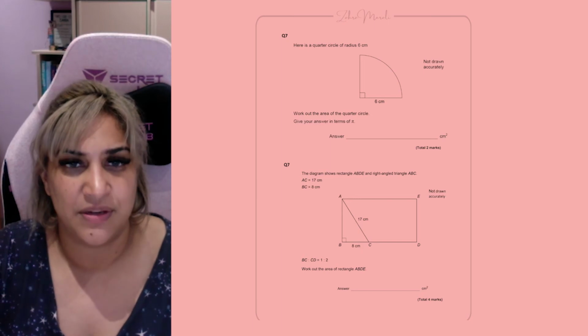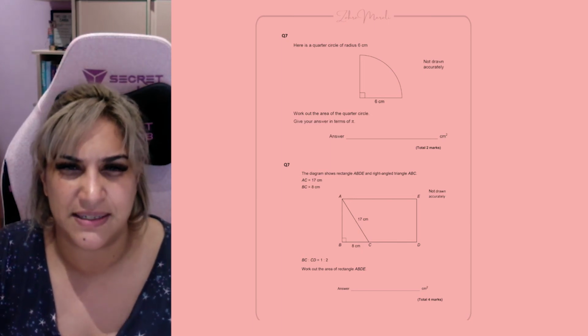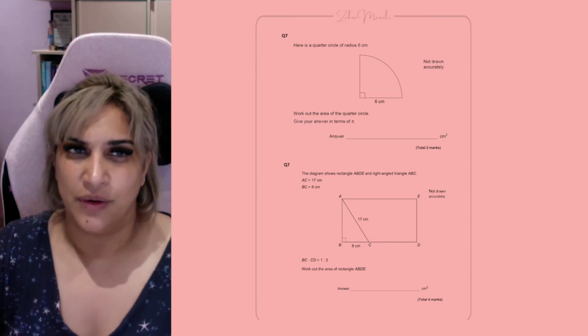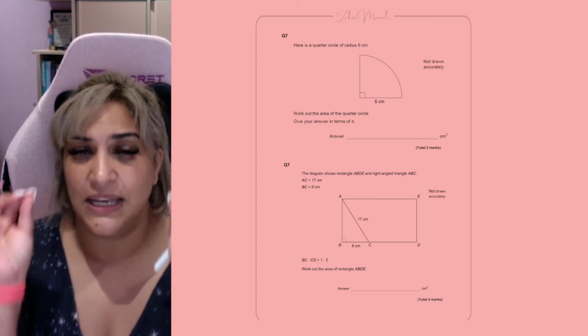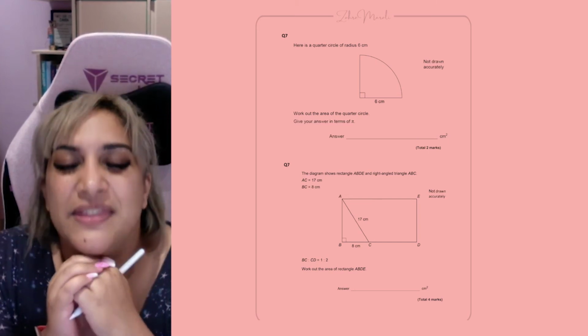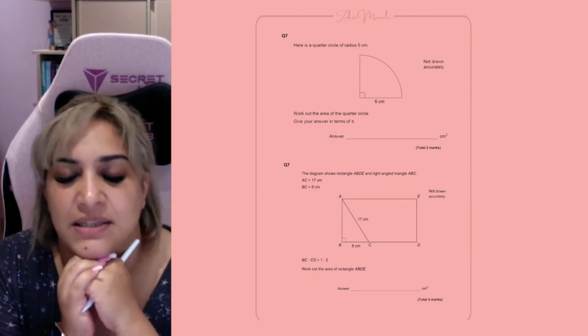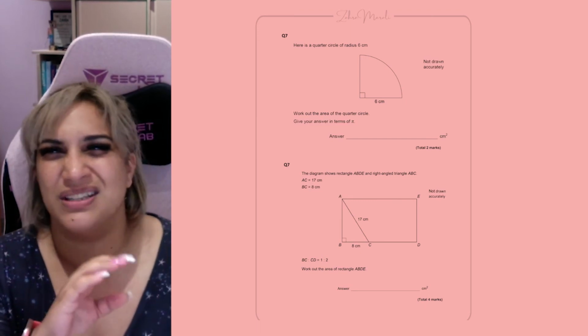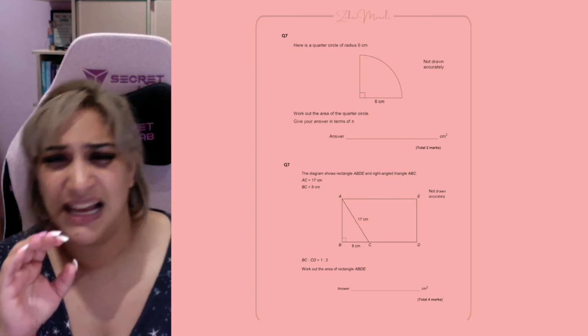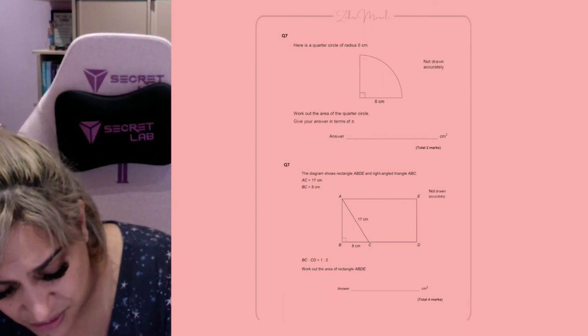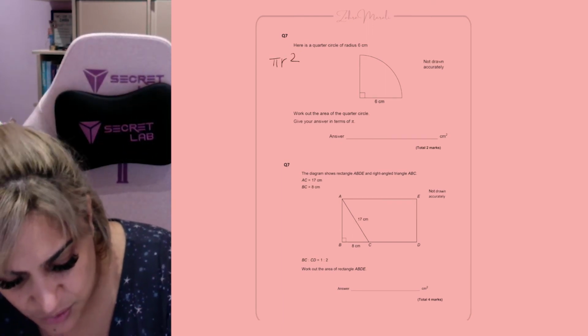Okay, here is a quarter circle of radius 6. This was in a non-calculator paper. Think about what the area of a circle is. I told you if you don't remember it, go listen to that really annoying song and you'll know the area of a circle is pi r squared.